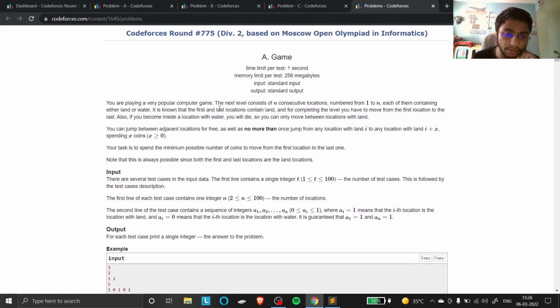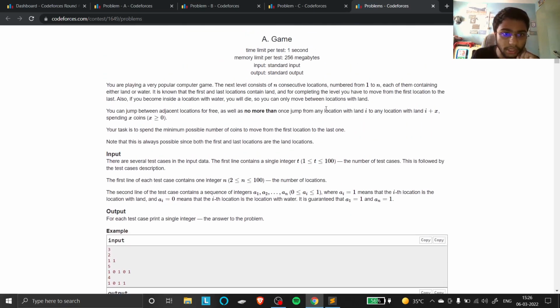We're playing a very popular computer game. The next level consists of n consecutive locations numbered from 1 to n. It is known that the first and last locations contain land, and for completing the level you have to move from the first location to the last. Also, if you move inside a location with water, you will die. So you can only move between locations with land.